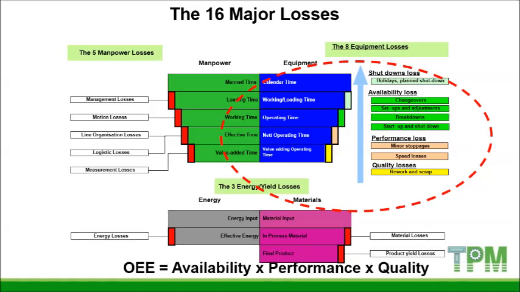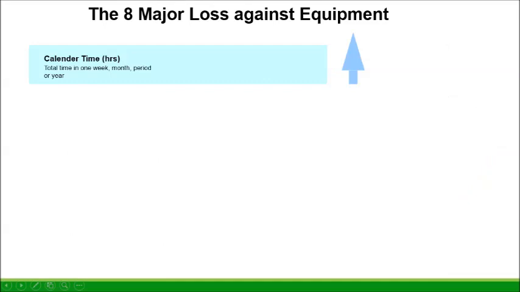The following equation is used to calculate overall equipment effectiveness. OEE equals availability times performance times quality. Where do we start? Let's start at the beginning, with calendar time. It includes every minute of every day, every week, month, and year.